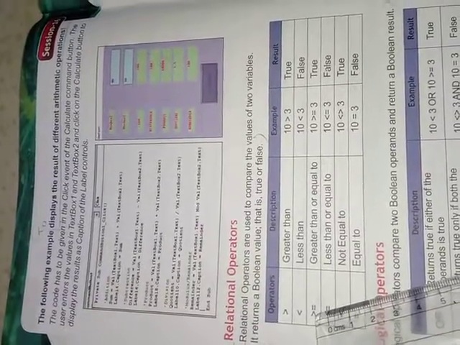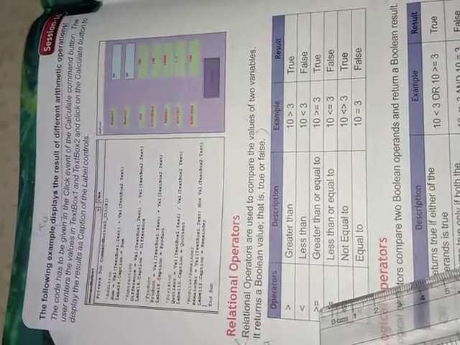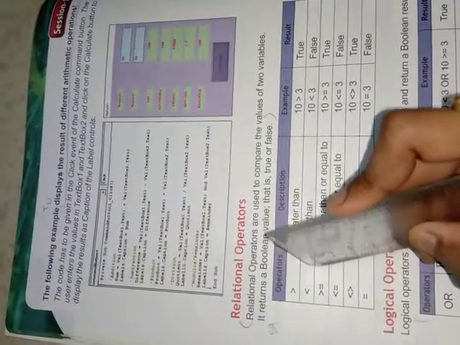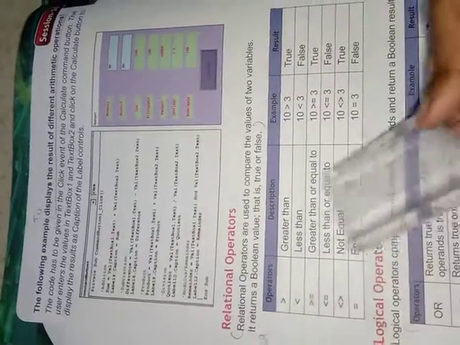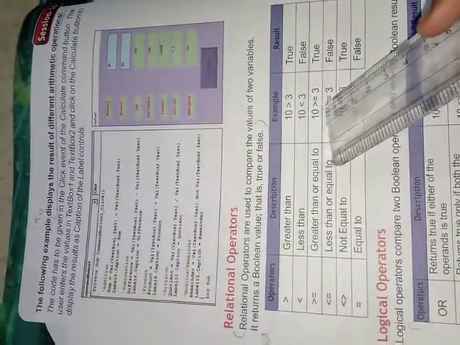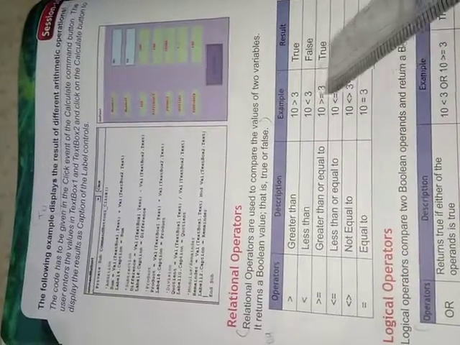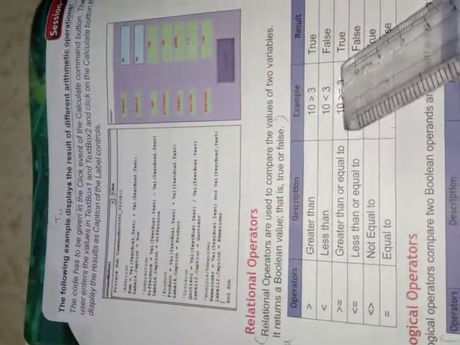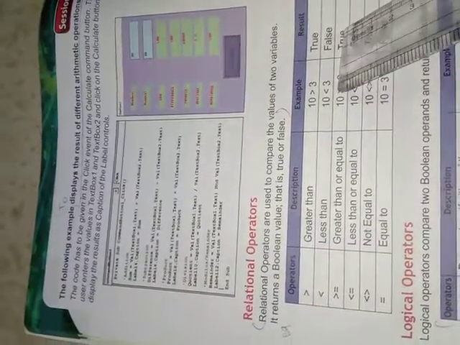Then greater than or equal to. When you write it manually, you write greater than and below it a dash for greater than or equal to. But while programming you have to write greater than, next to it equal, which is indicated as greater than or equal to. 10 greater than or equal to 3, true. 10 is greater than 3, so it is true. Greater than or equal to will compare whether it is either equal or greater. Since it is greater, it will return true.